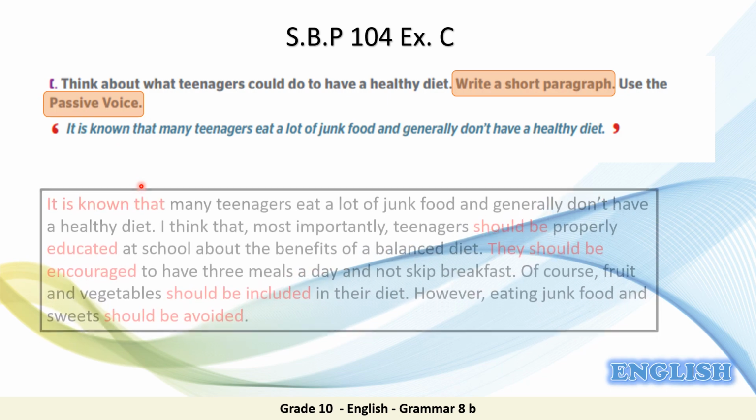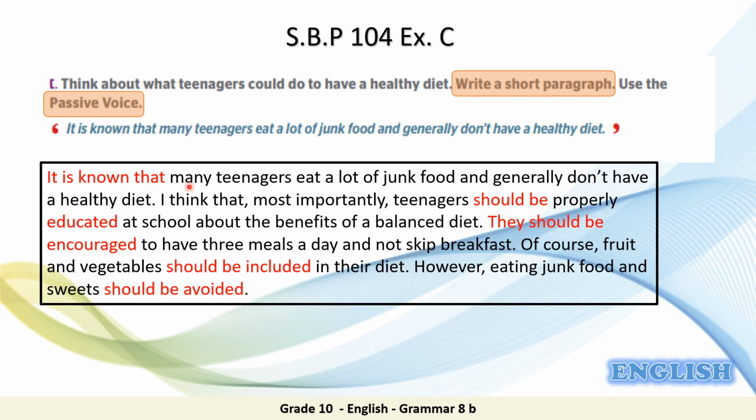One of the possible answers could be, it's known that many teenagers eat a lot of junk food and generally don't have a healthy diet. I think that most importantly, teenagers should be properly educated at a school about the benefits of a balanced diet. They should be encouraged to have 3 meals a day and not skip breakfast. Of course, fruits and vegetables should be included in their diet. However, eating junk food and sweets should be avoided.